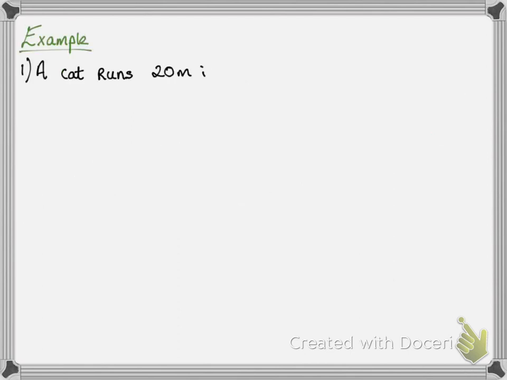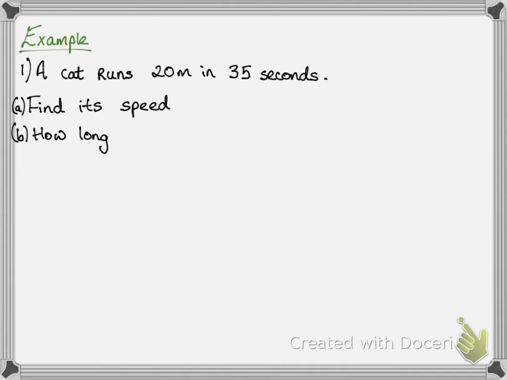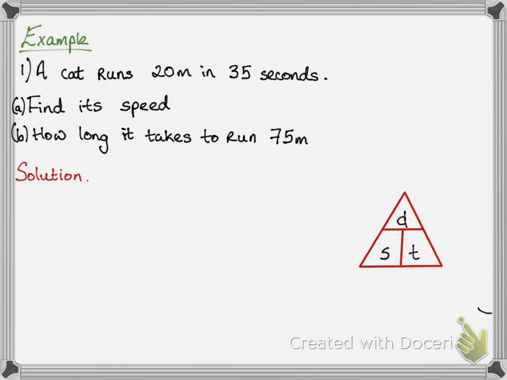An example of this: a cat runs 20 meters in 35 seconds. First of all, find its speed, and secondly, how long it takes to run 75 meters. So you can pause the video here if you want and have a go at this question.